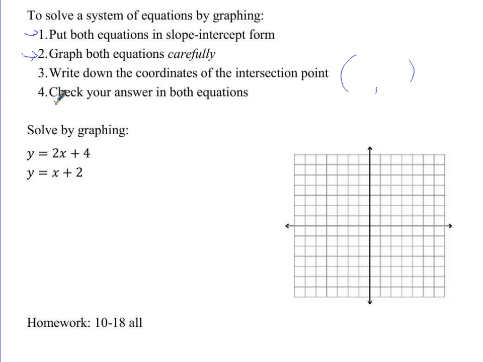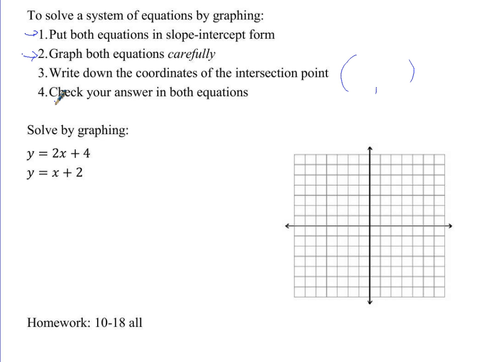And then finally, check your answer in both equations, just like we did in the last problem where we took the ordered pair and plugged it into both equations. It's easy to do, and it's good practice, and it helps you make sure that you are right. If you're wrong, then check your equations. You probably graphed something wrong. Usually it's a sign that's wrong. You graphed a positive line when it should have had a negative slope.